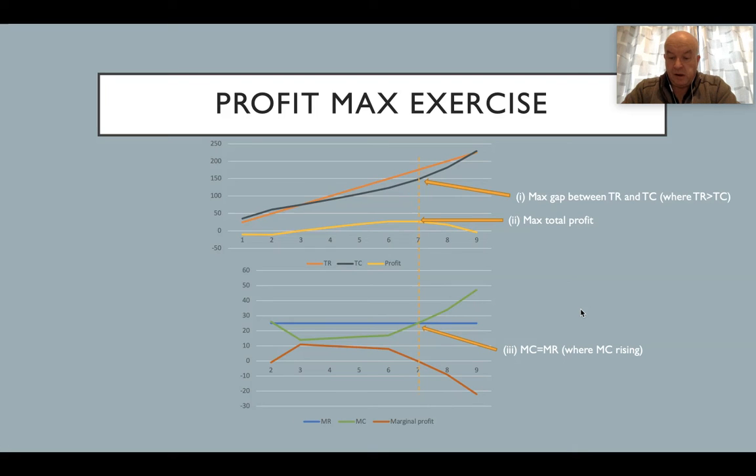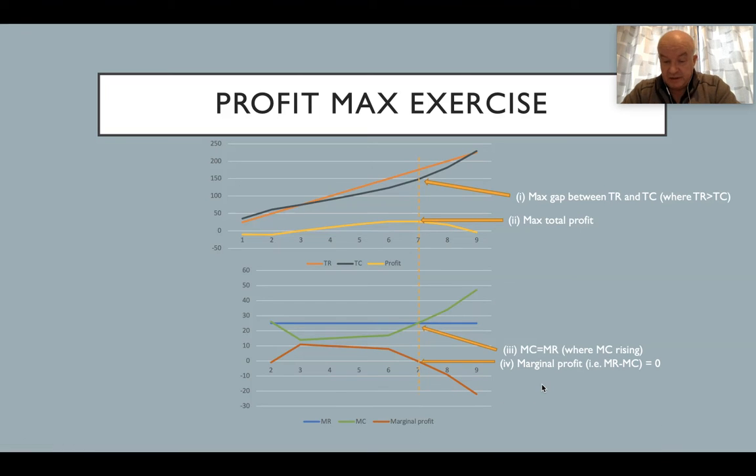When we then look at the situation here, where effectively we've got marginal cost equaling marginal revenue, but where we can then see that marginal cost is still rising, that's the point at which we would be producing if we were a profit maximizer.